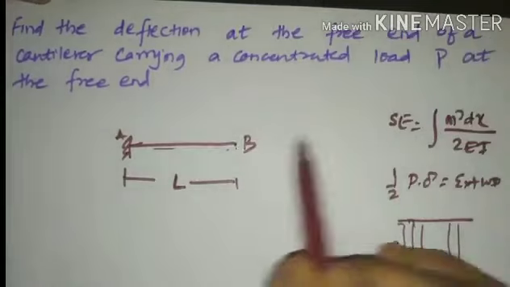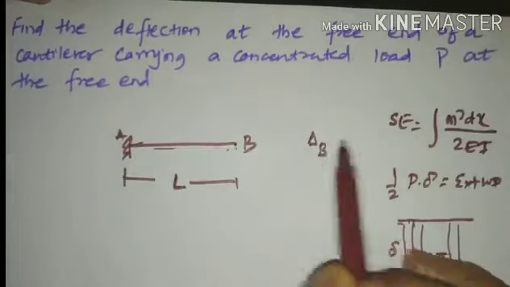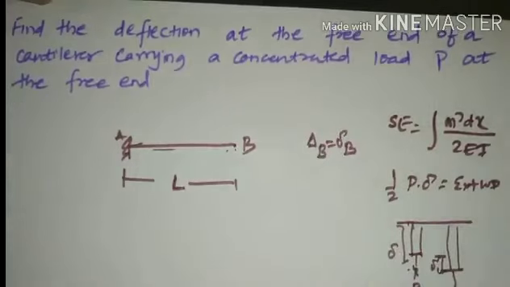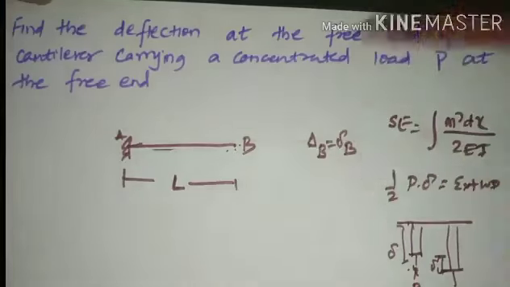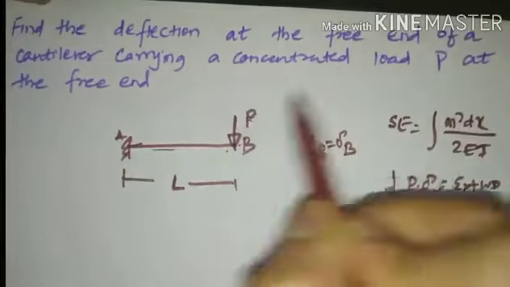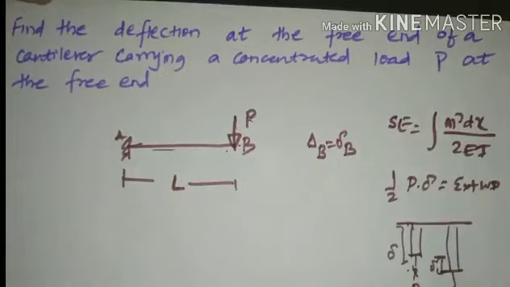So I need to find out the deflection at B, which is called delta B, or small delta B. It needs to be calculated because the beam has been subjected to a concentrated load P at the free end. So it has been subjected to a concentrated force P at this particular point B.